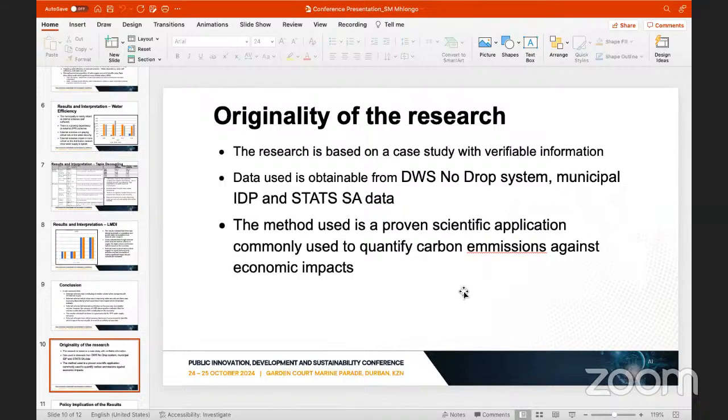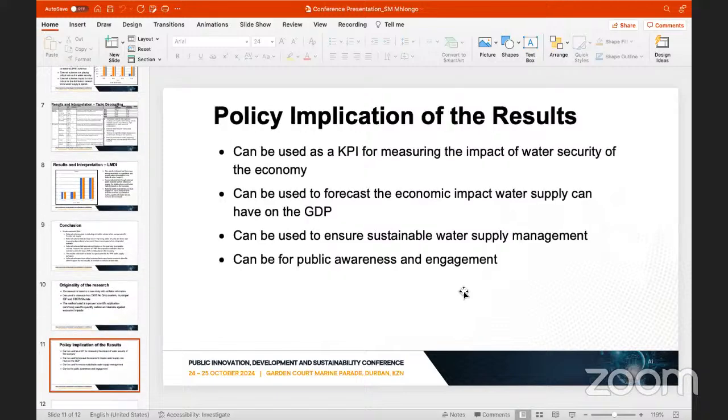And then the method used is a proven scientific application that is mainly used for quantifying the carbon emissions against the economic impact. So that's basically the method that I use for decoupling and decomposition of water supply and the economy in this instance.